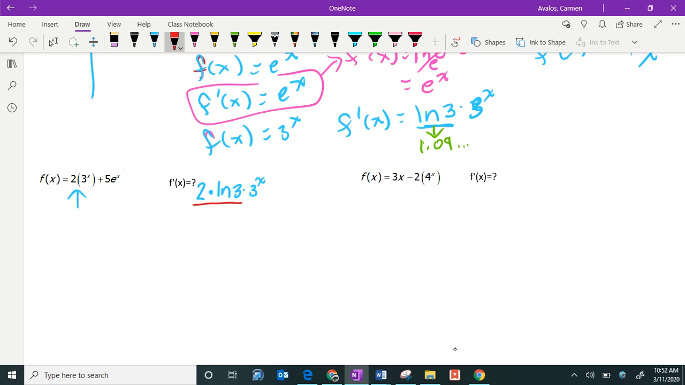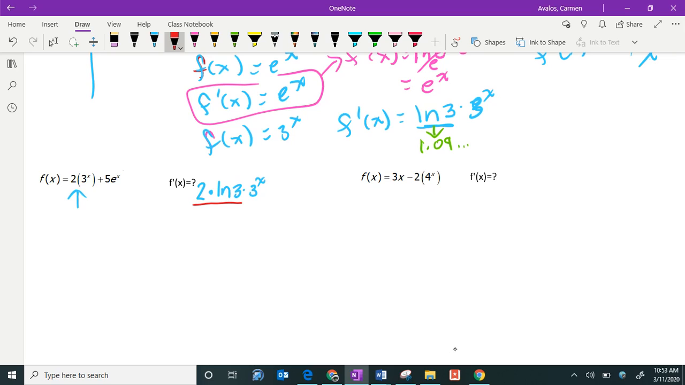I could put 2 times ln of 3 into my calculator, and since ln of 3 is about 1.1, 2 times that is going to be approximately 2.2 or something like that. So this is the coefficient of 3 to the x. That's the derivative there.